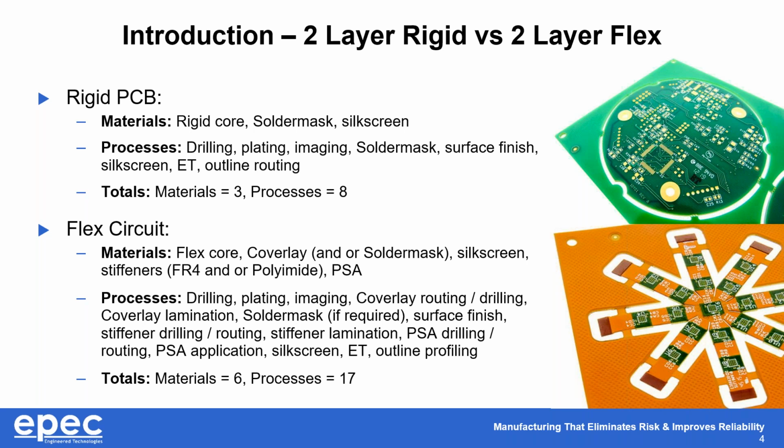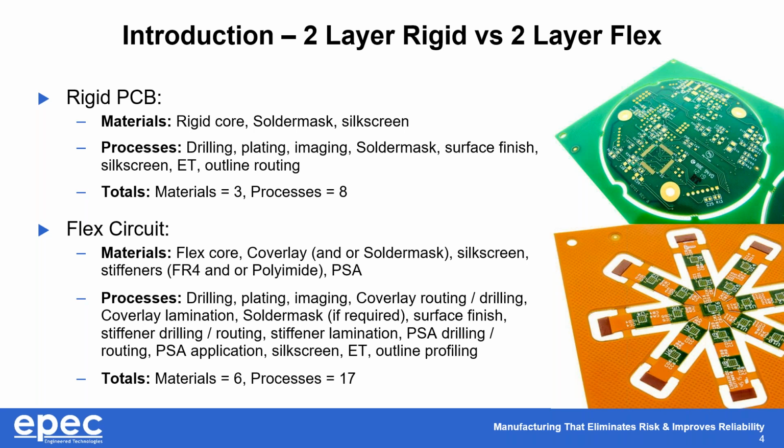For the processes, we now have the drilling, the plating of the vias and the PTH holes, circuit imaging. Now the coverlay also requires manufacturing steps in that it needs to be routed and drilled in order to create the openings required for your components. You now have another significant step and you have the coverlay lamination. You have solder mask application if required, surface finish, which is common. Then you get into the stiffeners, where you'll have additional drilling and routing process steps required to shape the stiffeners to the required configuration. Stiffeners now have to be laminated.